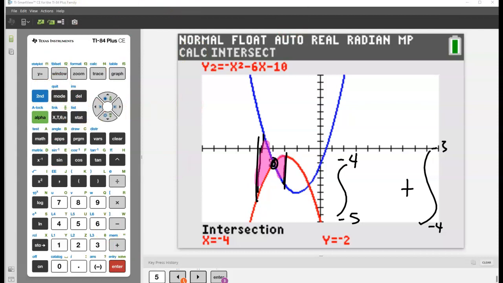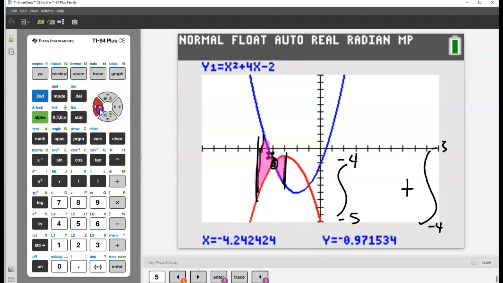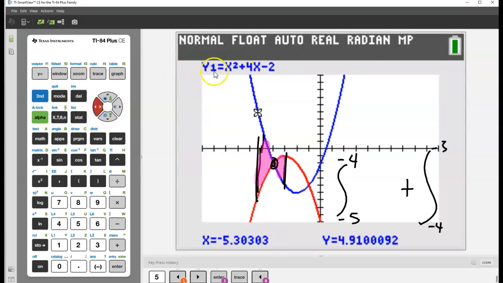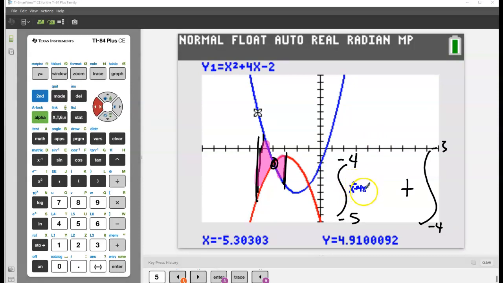Right now, if I were to push trace, the blue line, as you guys can see, I'm tracing the blue line. That's the x squared plus 4x minus 2. I'll try to squish it in here: x squared plus 4x minus 2. And then minus, the red one's going to come second after that, and that's the negative x squared, minus 6x minus 10. I don't know if I'm going to be able to fit it in here. It's kind of tight space.